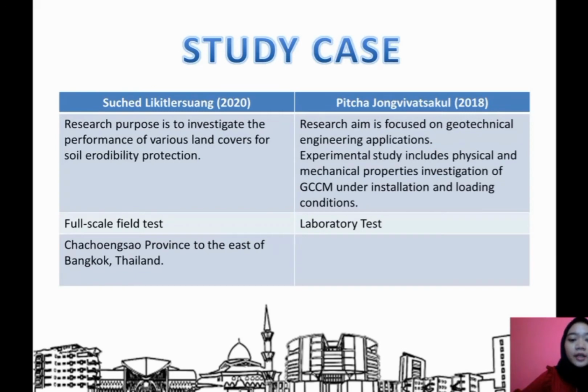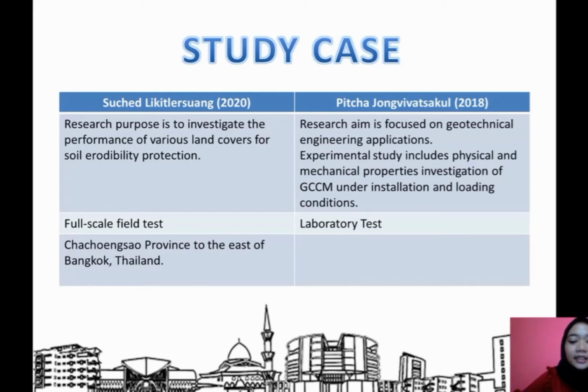For this project, we have covered two case studies which focus on the geosynthetic cementitious composite mat GCCM and also slope and embankment soil erosion. The first case study was by Sachet Liquid Le Swang in 2020. The research purpose is to investigate the performance of various land covers for soil erodibility protection based on a full-scale field test in Chakkhaoso province, to the east of Bangkok, Thailand.